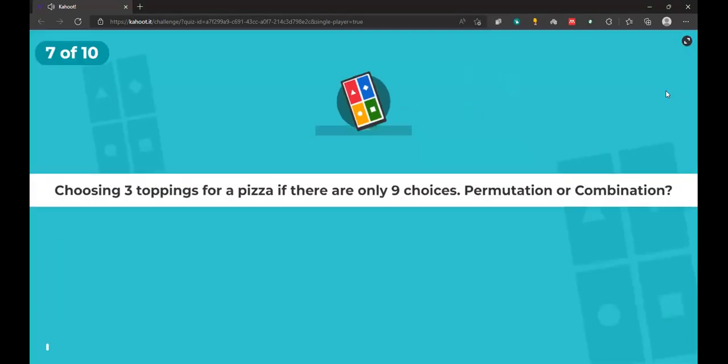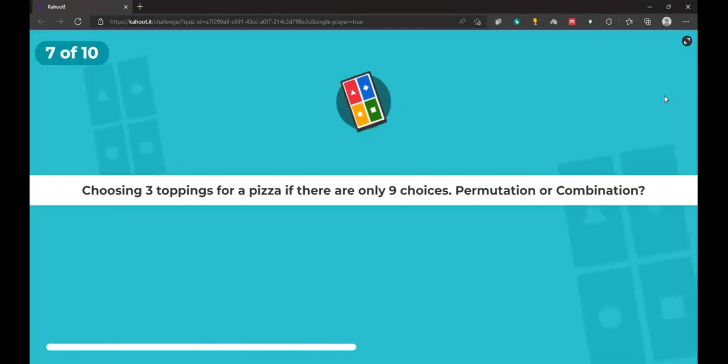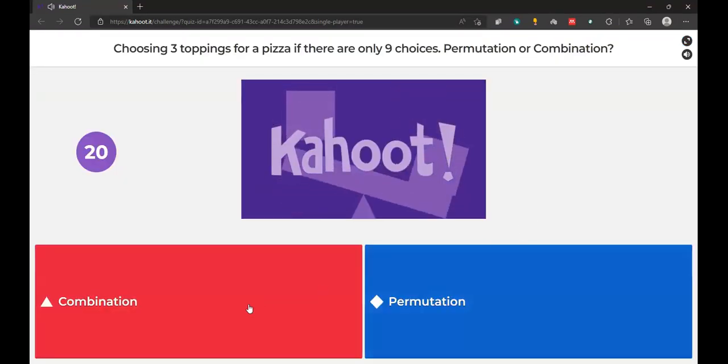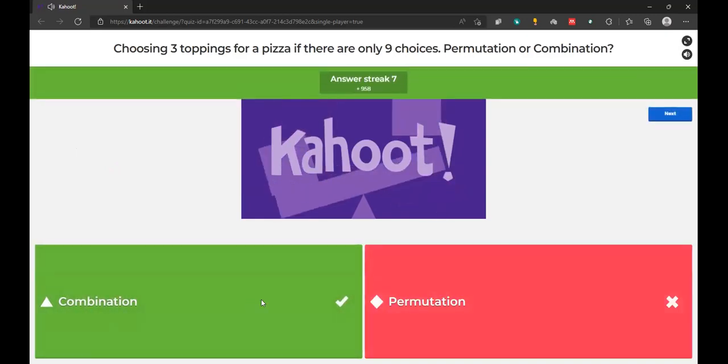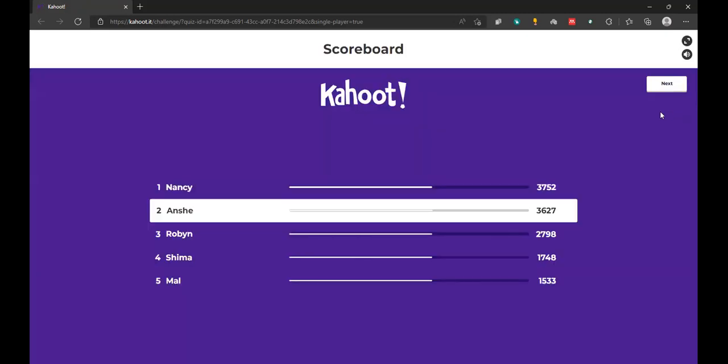Sige, bilisan na natin. Choosing 3 toppings for a pizza if there are only 9 choices, permutation or combination? Ipilitan ko na, this is combination. It doesn't matter naman kung unahin mo ang pepperoni, kung unahin mo ang mushroom, kung unahin mo ang bacon. Okay? Basta kailangan ko ng 3. You can tell it in any order. Diba? Hindi naman mahalaga kung anong nauna kasi toppings naman yan eh. Sige, next.